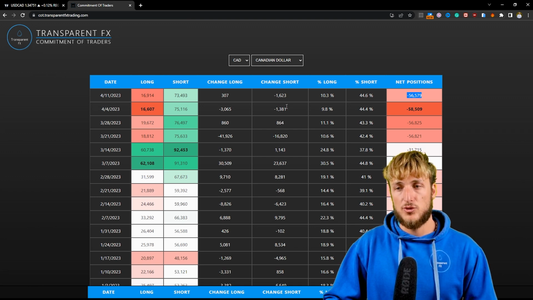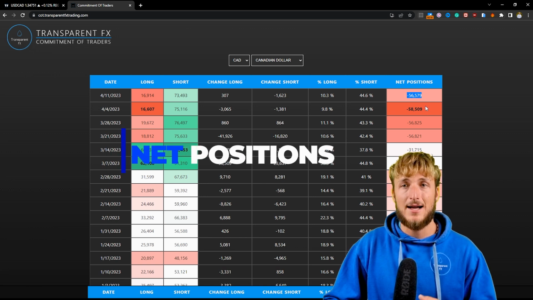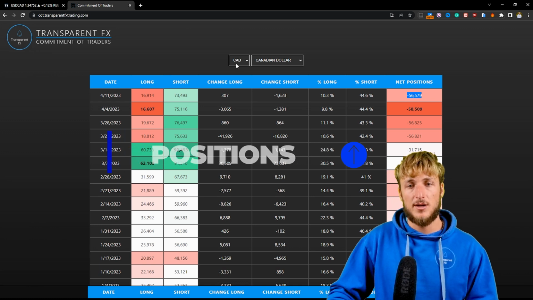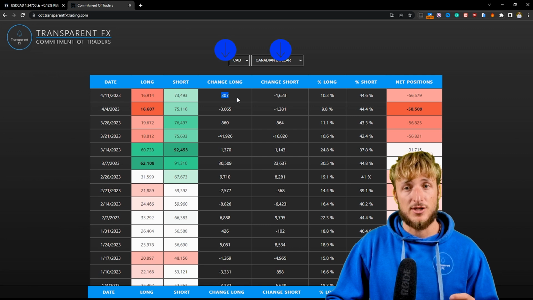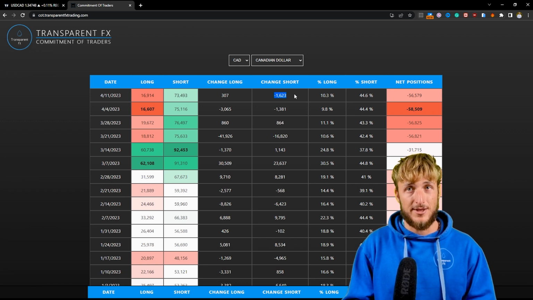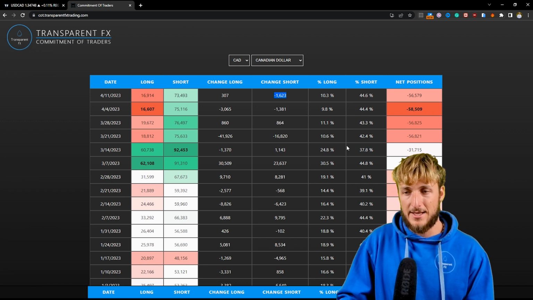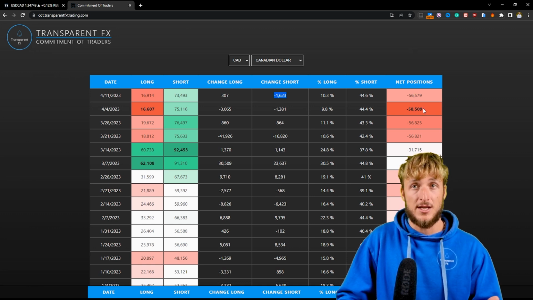However, it is also important to keep in mind that with the last report, we have seen an increase of the net positions, making the CAD stronger. With the last report, we got 300 longs added and 1.6K shorts getting closed. This could create short-term strength of the CAD and long-term weakness of the CAD, because in the short term the CAD is getting stronger, in the long term it is getting weaker.